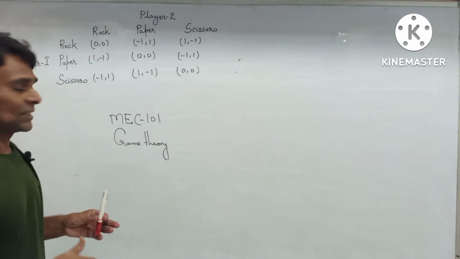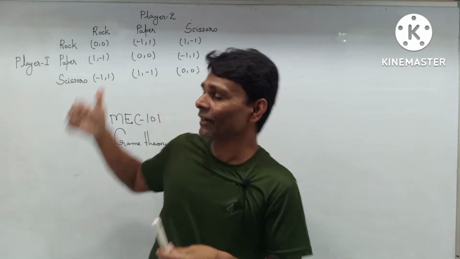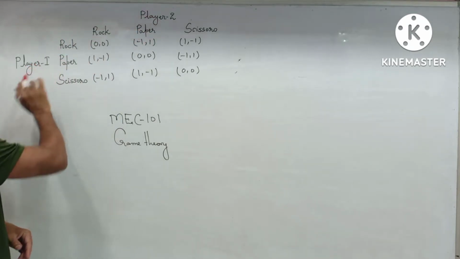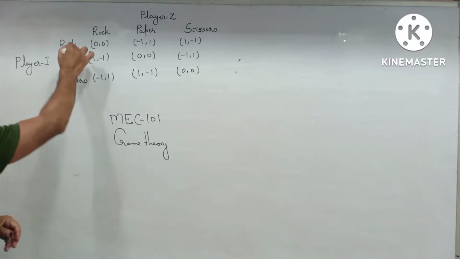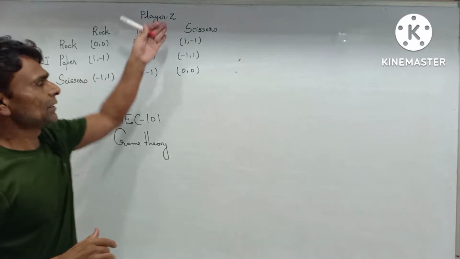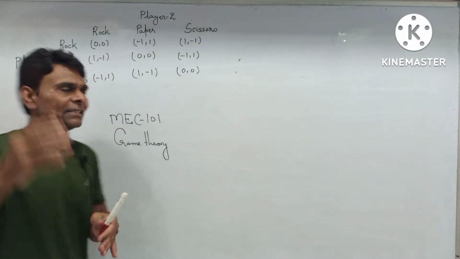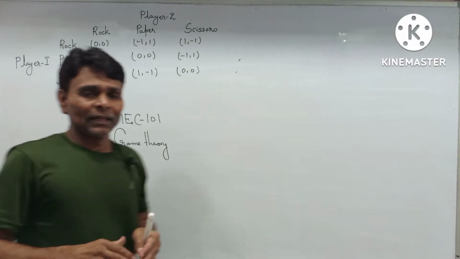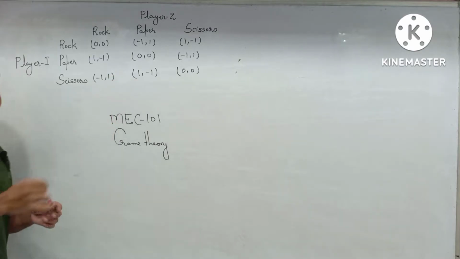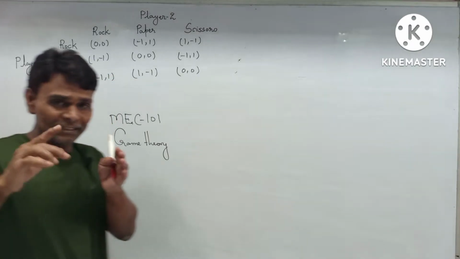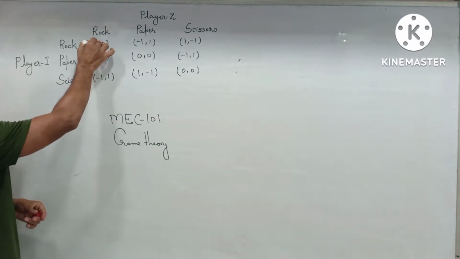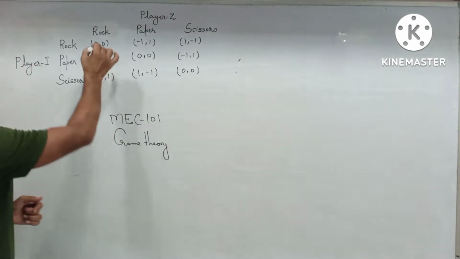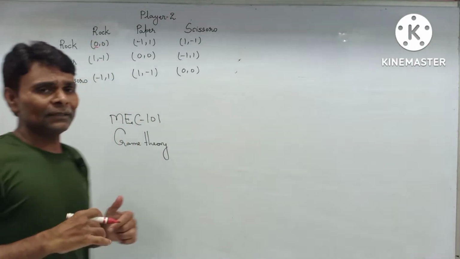In this question you can first see the description of the game table. There are two players in this game, player number 1 and player number 2. Player 1 has 3 strategies: rock, paper, scissors, whereas player 2 also has 3 strategies: rock, paper, scissors. There are 9 boxes in this game table, and there are 2 digits in each box. The first digit in each box represents the payoff to player 1, whereas the second digit represents the payoff to player 2.